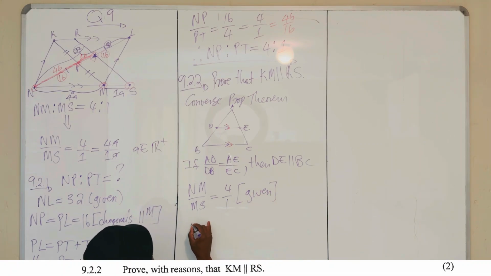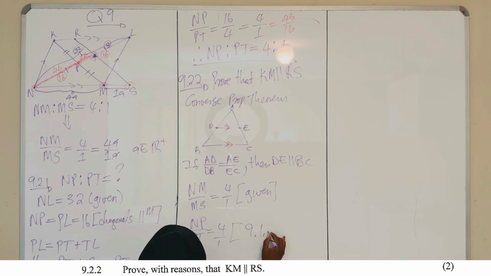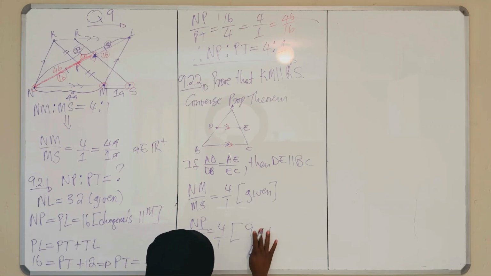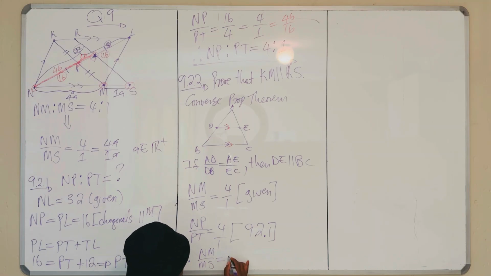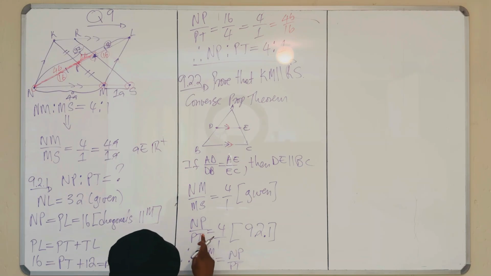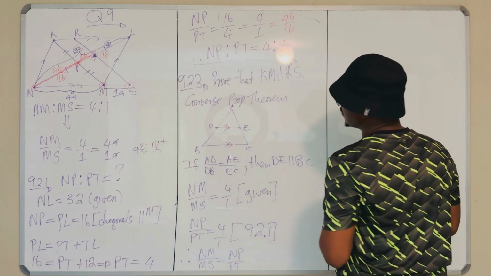And then we can say our NP over PT is equal to 4 over 1 as well. We found this at 9.1.1 or maybe 9.2.1. Therefore, the ratio of NM to MS is the same as that of NP to PT, right? Because you can see they're equal. So what does that tell us?